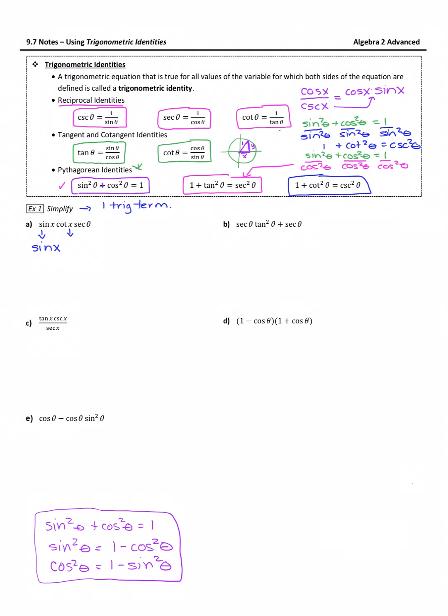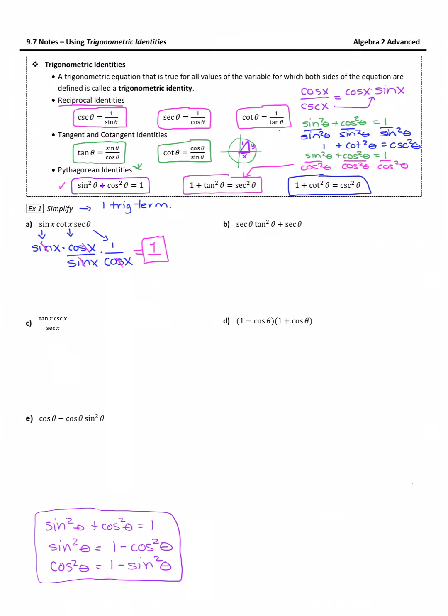Cotangent is cosine x over sine x. And secant x is going to become 1 over cosine x. And then we can see that sine will cancel with sine, cosine cancels with cosine. So it all simplifies out to 1, which is a much simpler term than sine times cotangent times secant. Okay, so that's one strategy: turn everything into sine and cosine and see if you can cancel things out.